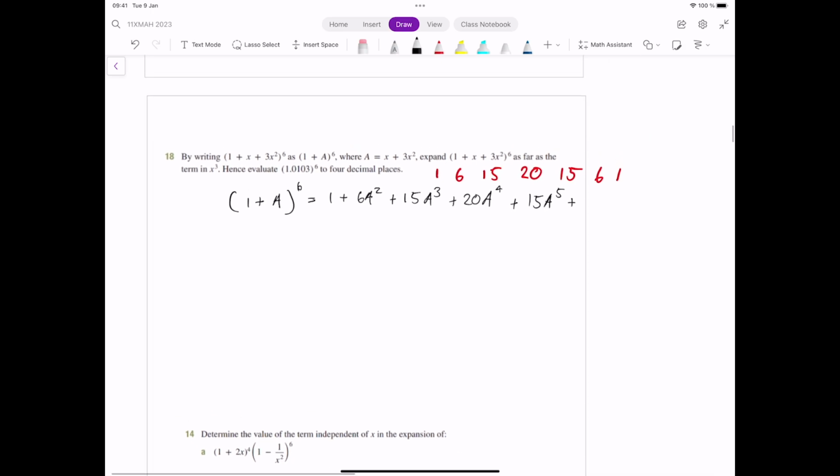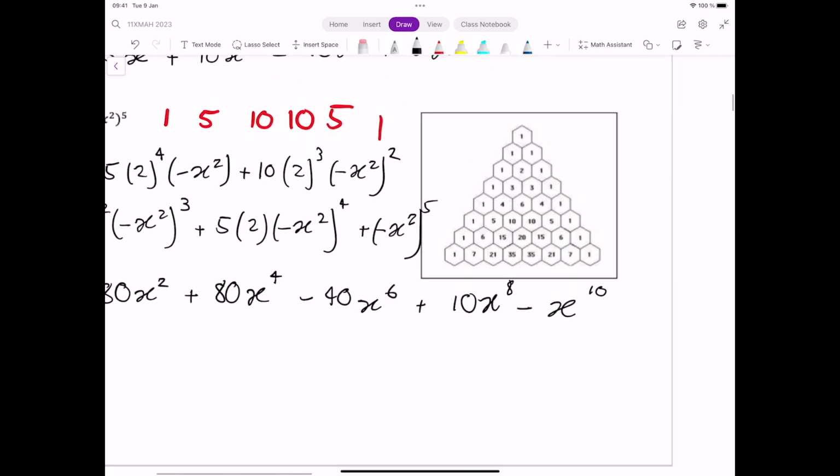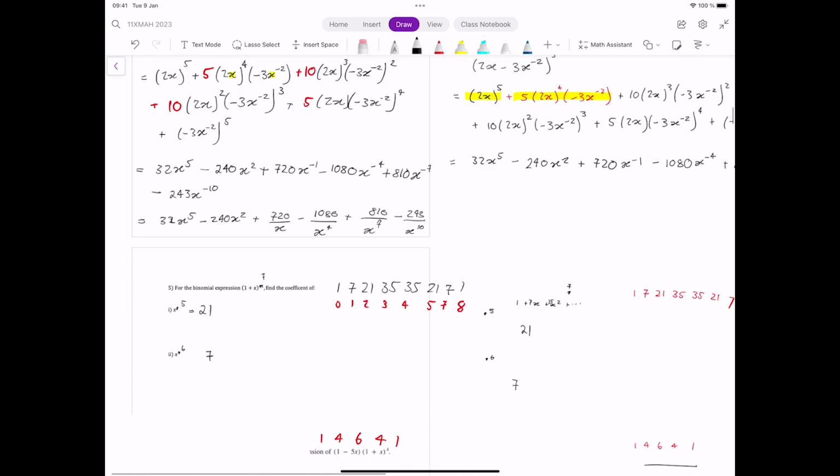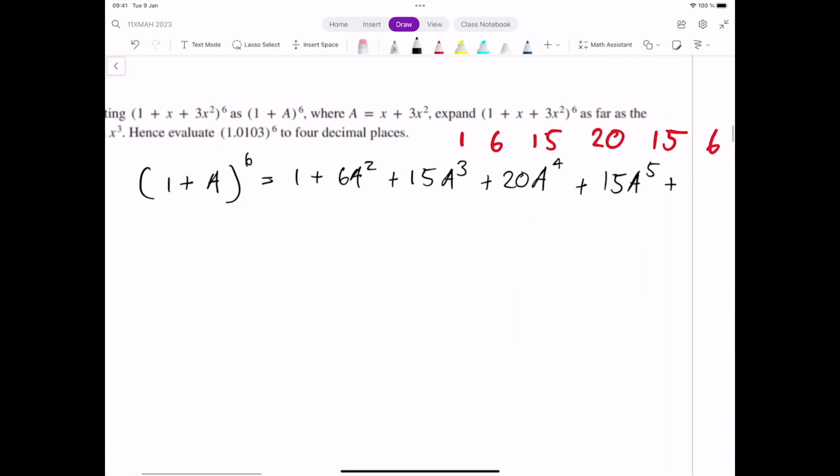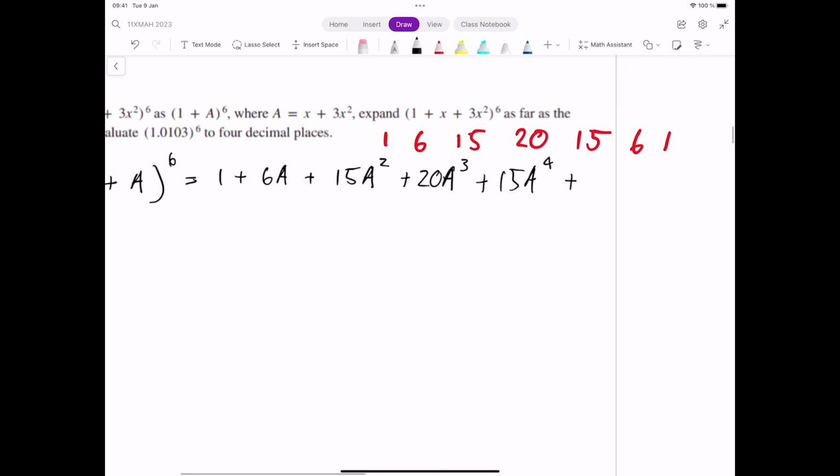I think I've copied down the 7th row, I think. Let's have a look. 0, 1, 2, 3, 4, 5, 6. 1, 6. Oh, I know what I've done. Ignore me. So 1 plus 6a, not 6a squared, plus 15a squared, plus 20a cubed, plus 15a to the power of 4, plus 6a to the power of 5, plus a to the power of 6.